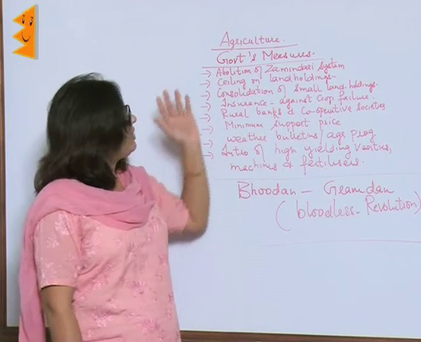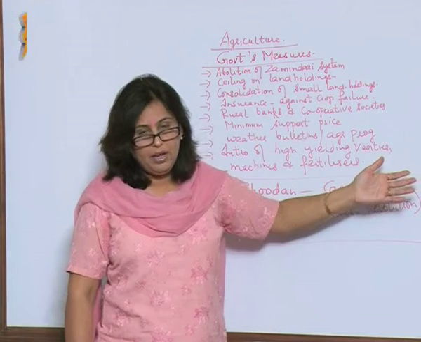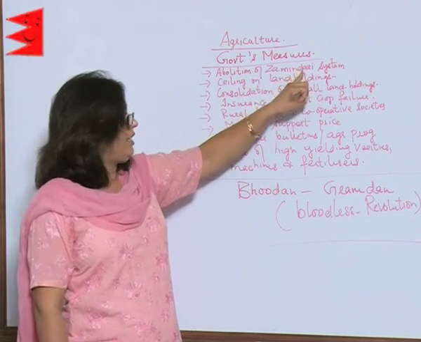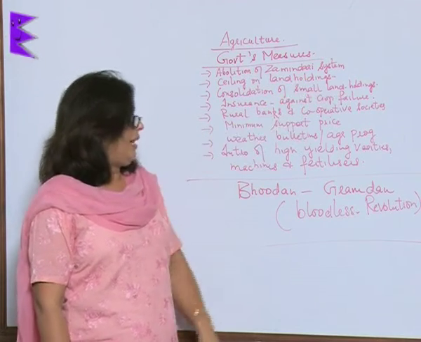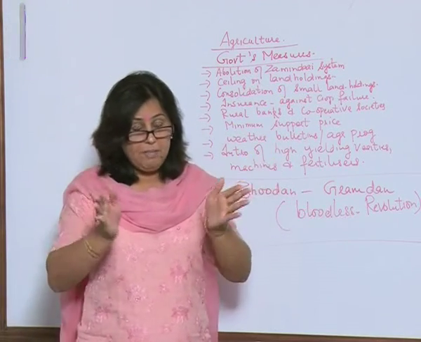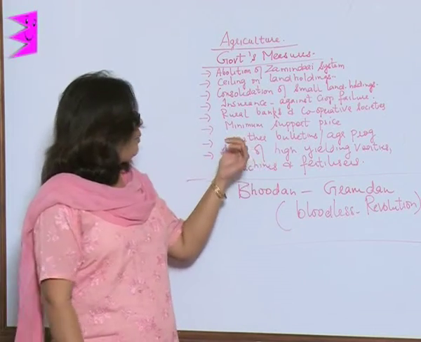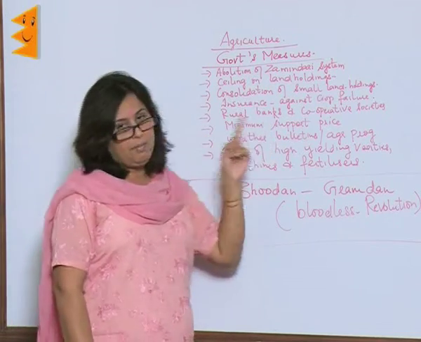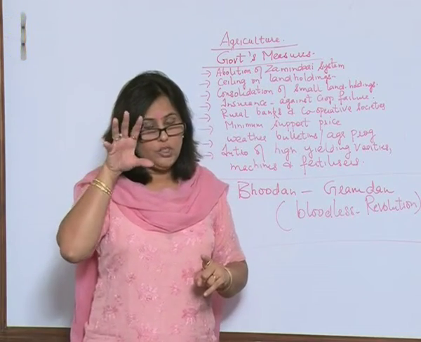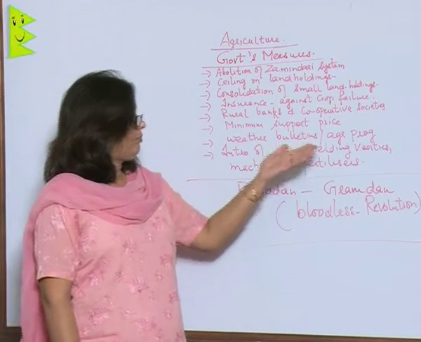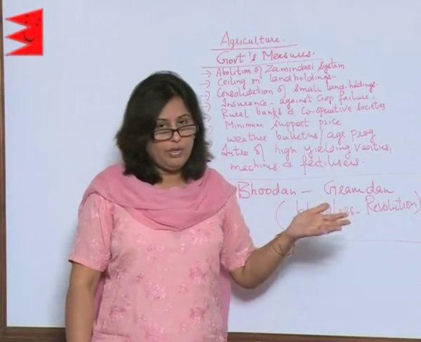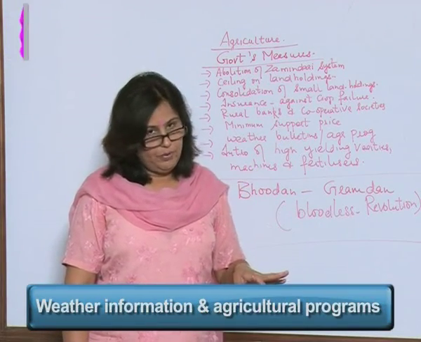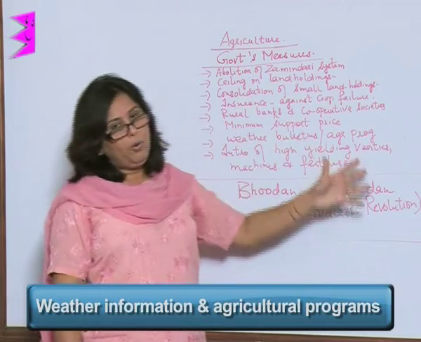Thus, the government has tried to secure the poor farmer against all odds, whether it is from the clutches of the rich by abolishing the zamindari system and the ceiling on land holdings, whether it is to give him the kind of money that is required by opening up rural banks and cooperative societies, or giving him a minimum support price so that the hoarders do not exploit him, and other natural odds by giving him information on the weather and the agricultural programs. Well, this was all about agriculture.